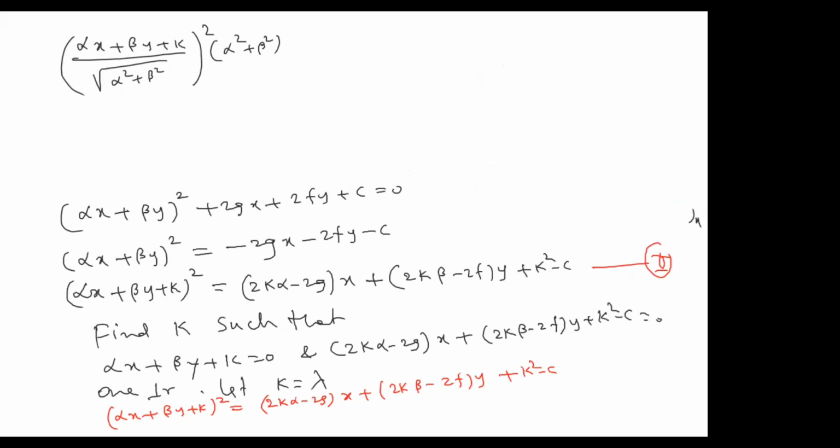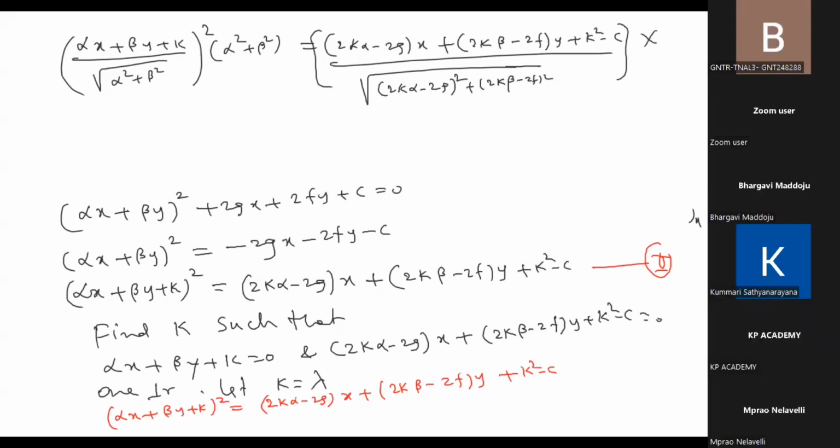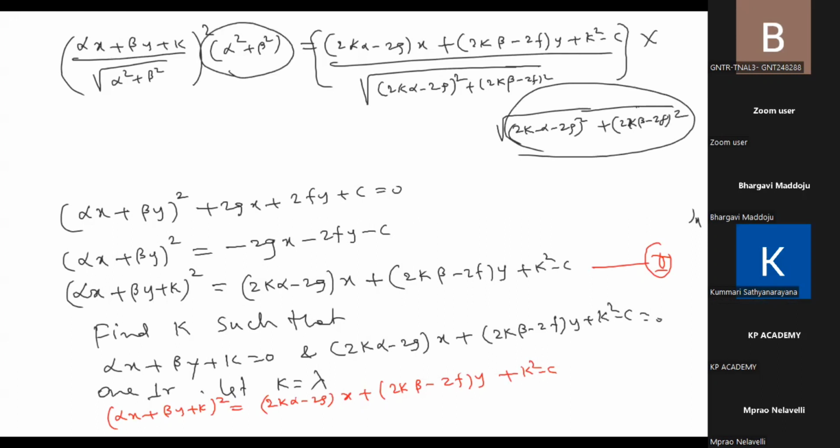So therefore, it is nothing but (2k alpha minus 2g) into x plus (2k beta minus 2f) into y plus k square minus c, whole by root of (2k alpha minus 2g) whole square plus (2k beta minus 2f) whole square, into the same thing, that is here root of (2k alpha minus 2g) whole square plus (2k beta minus 2f) whole square. So it is now, this by this will become 4a. Then y square equal to 4a times x.